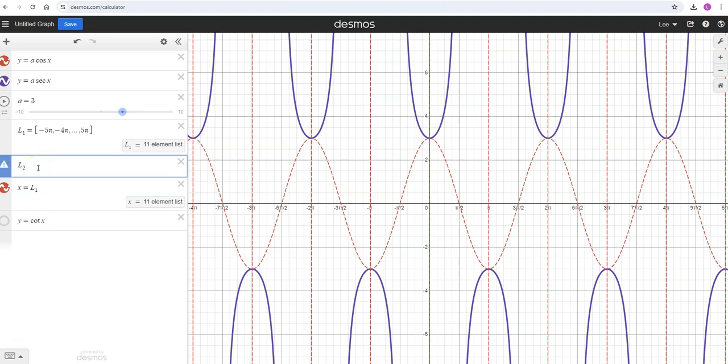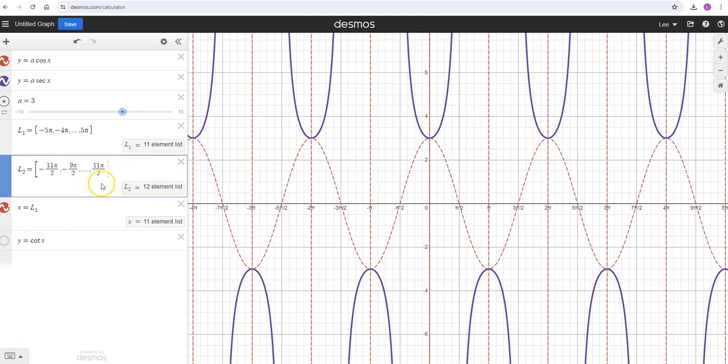So I'm going to say list 2 are the other asymptotes, which let's start at maybe -11 pi over 2. It's all the odd multiples, so we'll just need another odd number, so -9 pi over 2, and then we'll go... Thank goodness I don't have to list them all out till we get to maybe +11 pi over 2. All right, so that gives me this time a 12 element list. We're going to be getting a couple more this time.